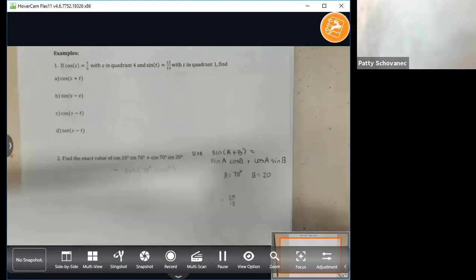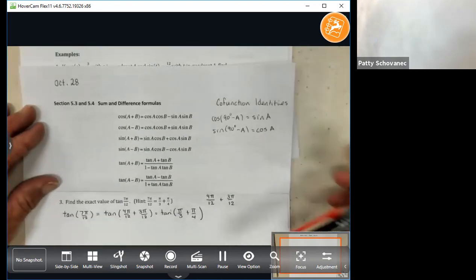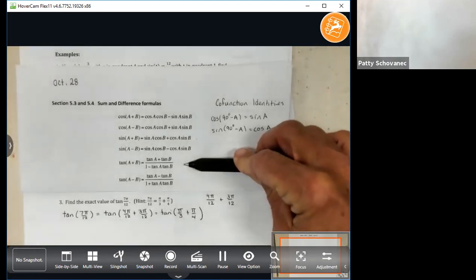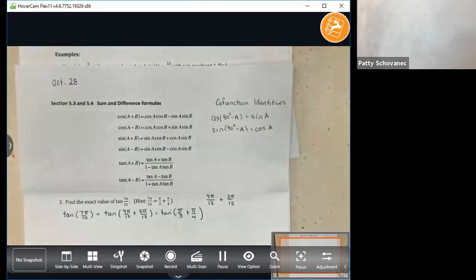Now we're going to use the tangent of a plus b formula. There's the tangent of a plus b. It's got the sum of the 2 angles in the numerator, the product of the 2 angles in the denominator behind a minus sign subtracted from 1. So I'm going to write that out where a is pi thirds and b is pi fourths. So I get the tangent of pi thirds plus the tangent of pi fourths divided by 1 minus tangent of pi thirds times the tangent of pi fourths.